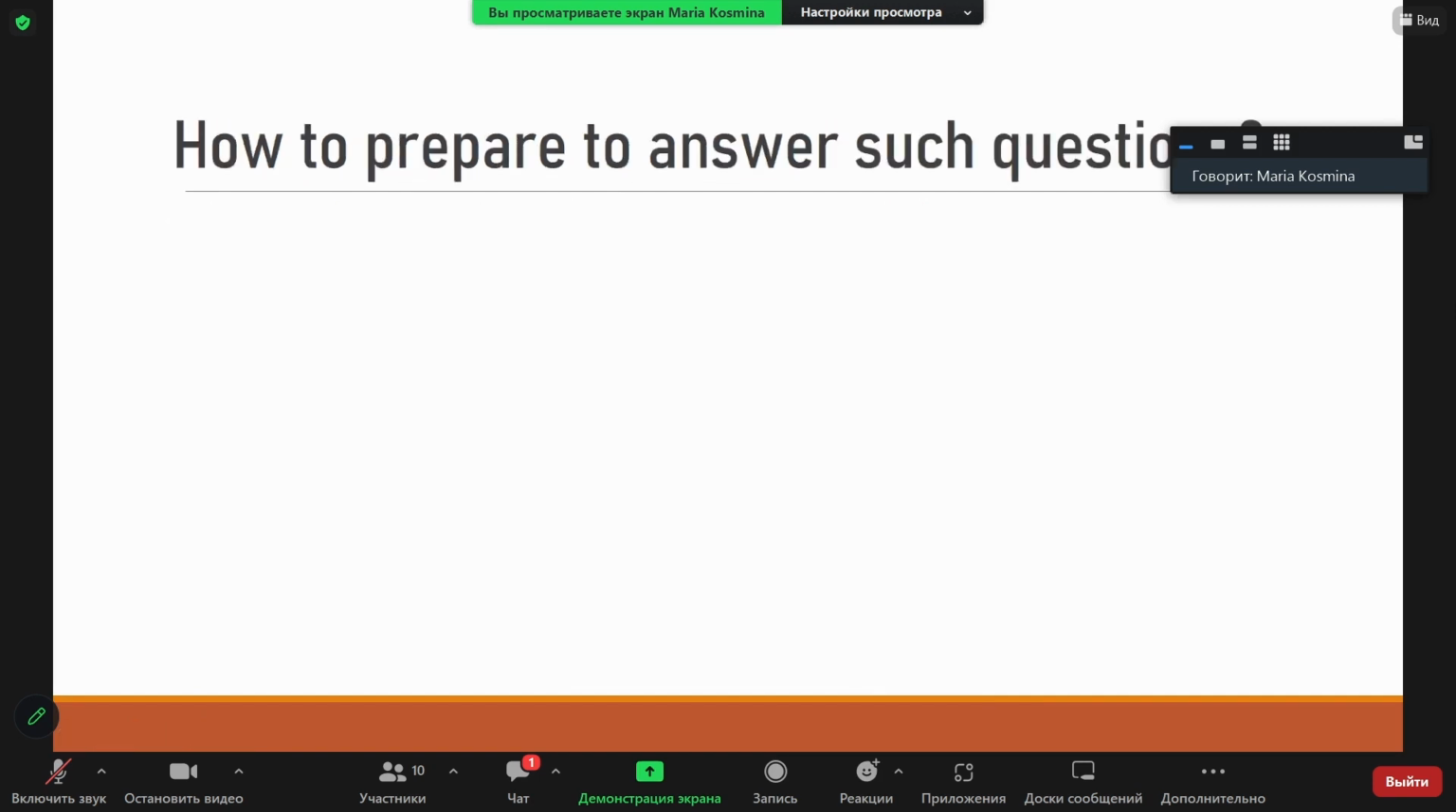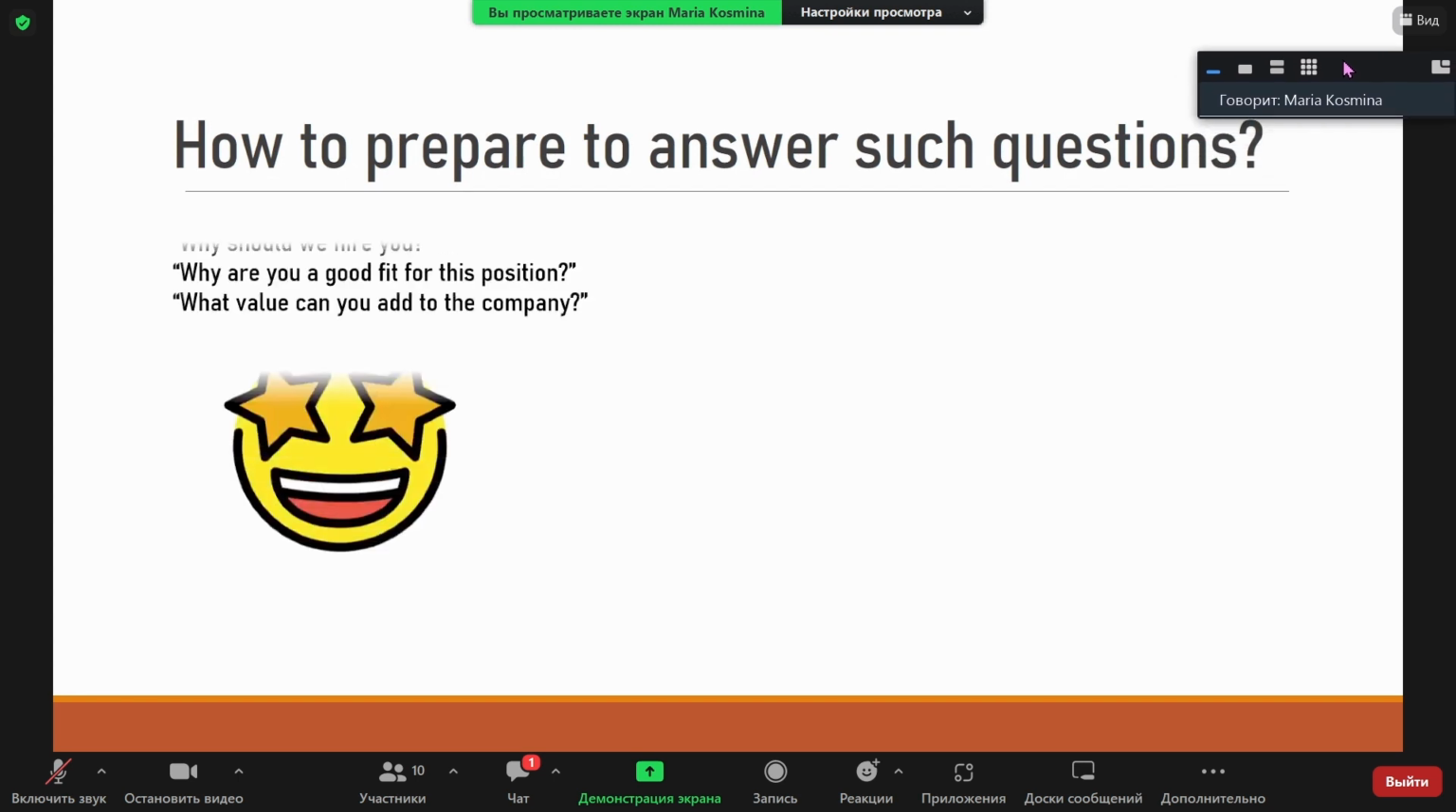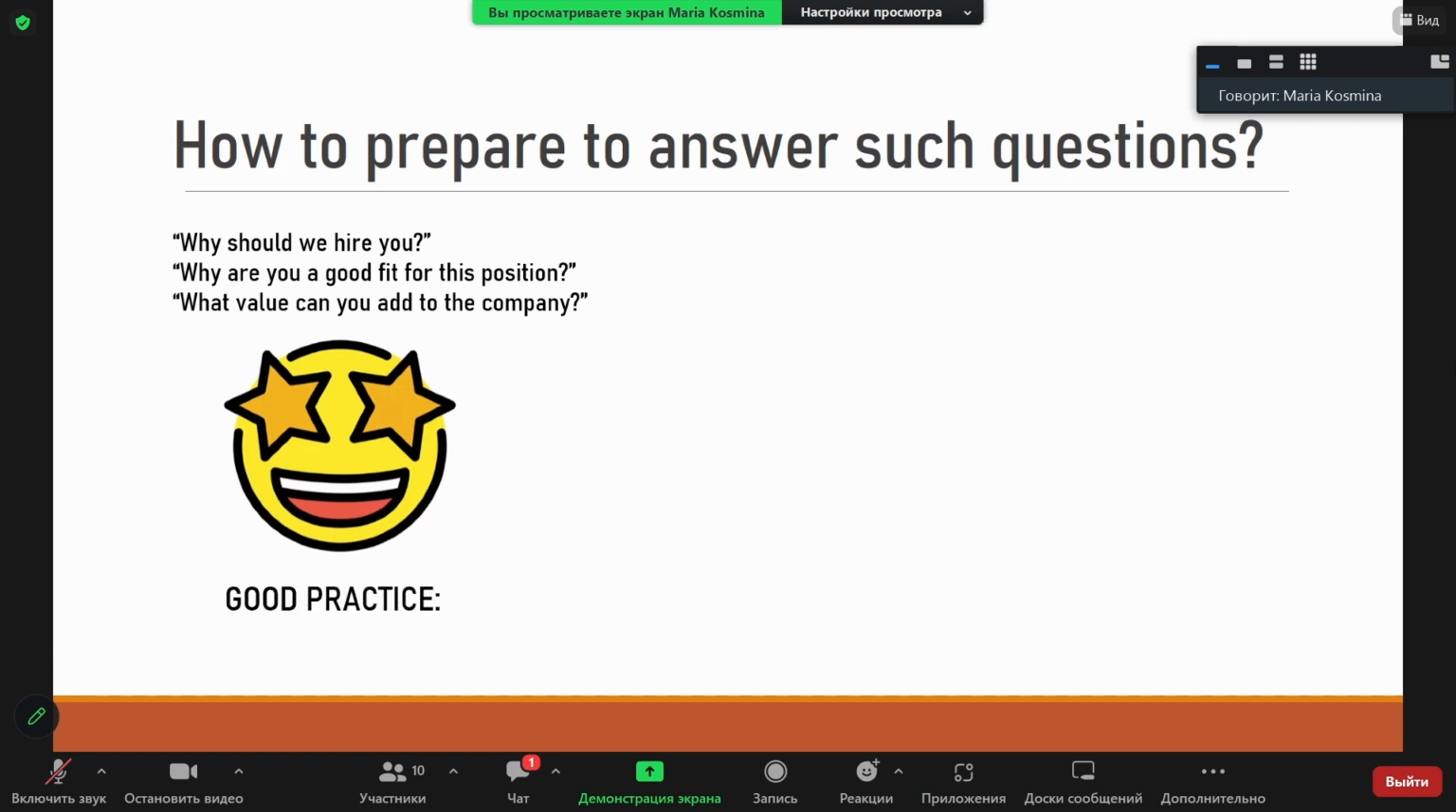So many of you were wondering what exactly you should say answering this question. This question can sound slightly differently: why should we hire you, or why are you a good fit for this position, or what value can you add to the company? I would advise you to prepare for such questions in advance before you go to an interview.